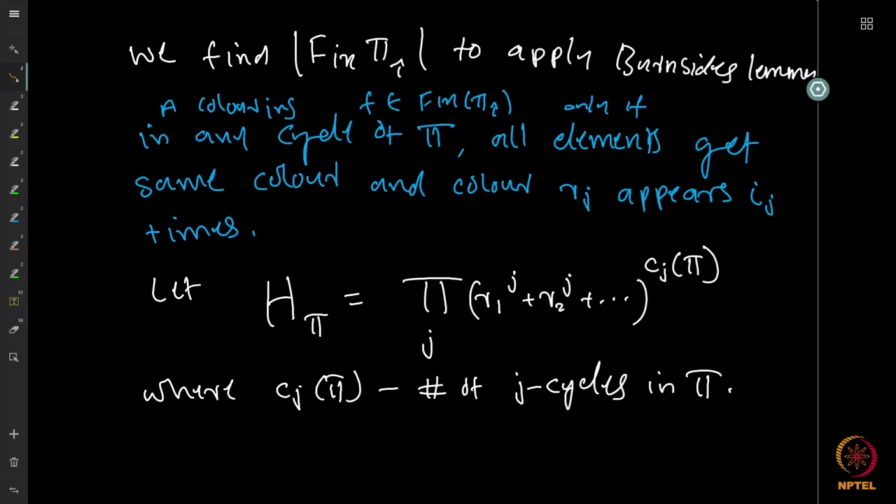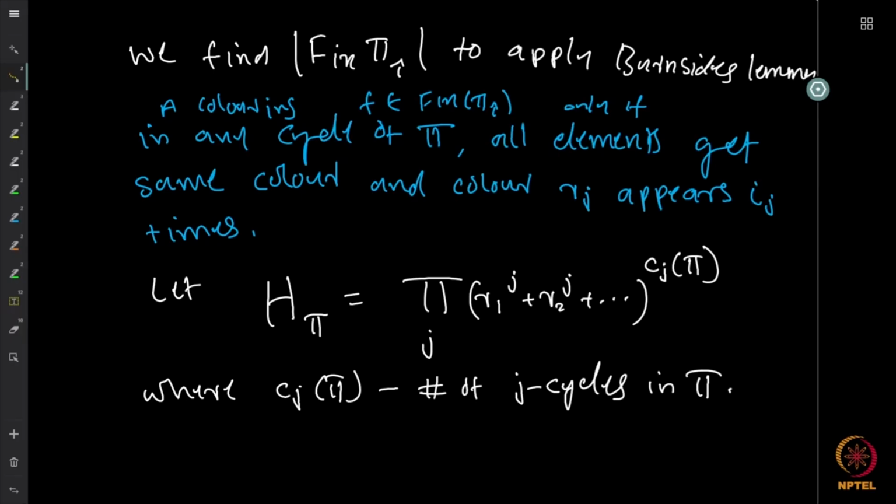So when you expand all these things, over all the j, you write (r1 raised to j plus etc.) raised to c_j times, like this for j equal to 1, then j equal to 2, j equal to 3, etc. So we do this for all possible j, and then we get this huge product of different sums, and then a monomial in the whole product is going to come from choosing some r_k raised to j from each of these terms.